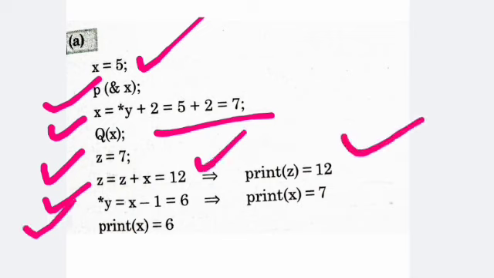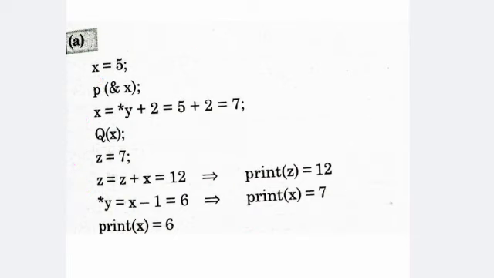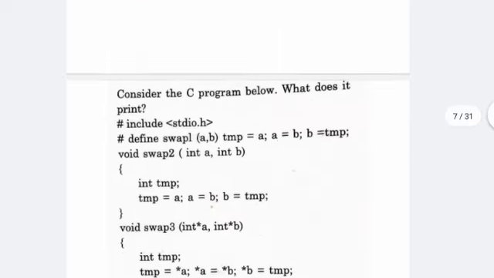Then pointer y is equal to x minus 1, which is 6, meaning 7 minus 1 is going to be 6, but here it prints the value of x, so it gives 7. Now print the value of x, and it is 6. So the right answer is option A: 12, 7, 6. Now come to the next question.